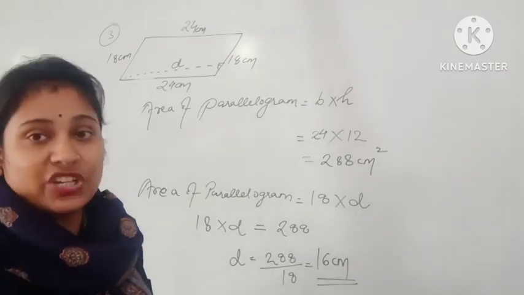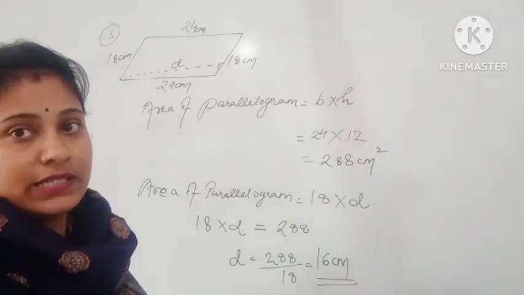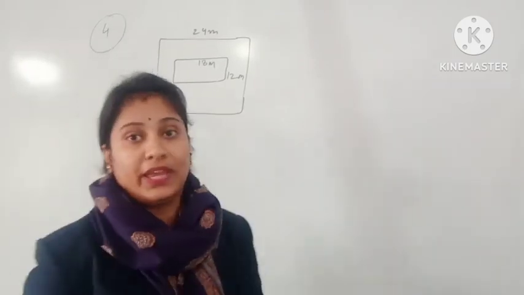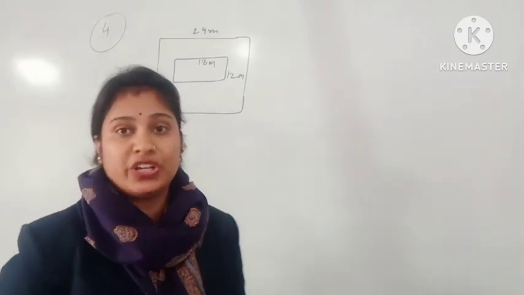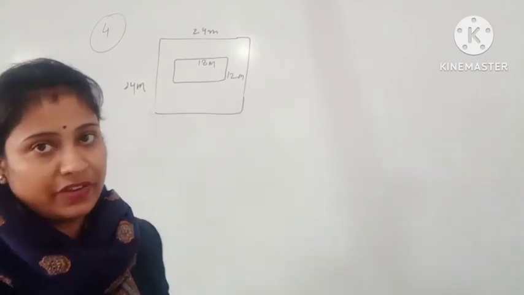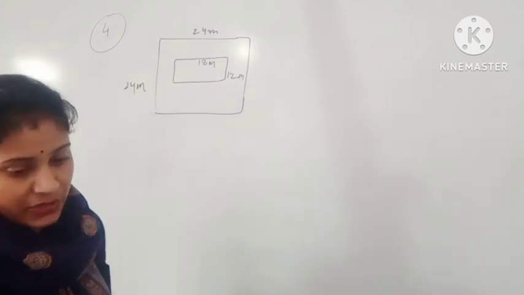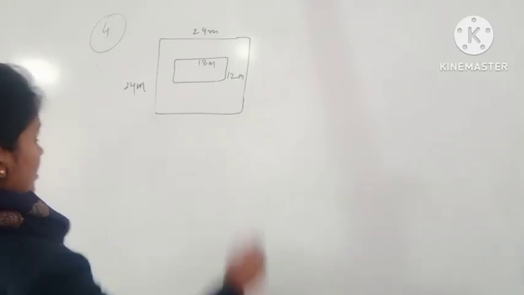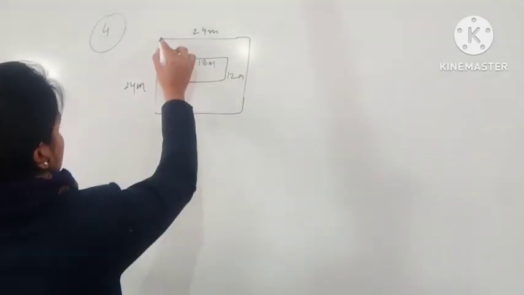Okay, now let us come to question number 4. In question number 4, the figure is already there in the book. And what is the figure saying? That there is a square plot. Okay, so this is a square plot, and the side of this square is given as 24 meter.